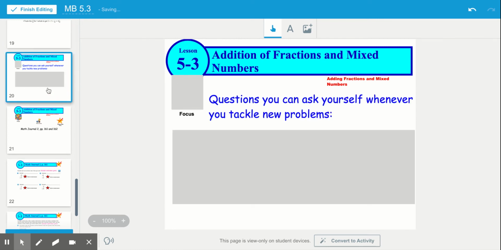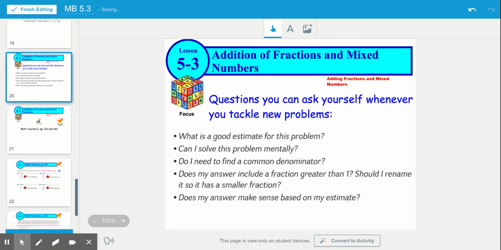So questions you can ask yourself whenever you are tackling a new problem. Got about 5 questions here that you should use to help you in your reflecting, in your thinking, and in your problem solving. What is a good estimate for this problem? Can I solve this problem mentally? Do I need to find a common denominator? Does my answer include a fraction greater than 1? Should I rename it so that it's a smaller fraction? And does my answer make sense based on my estimate?